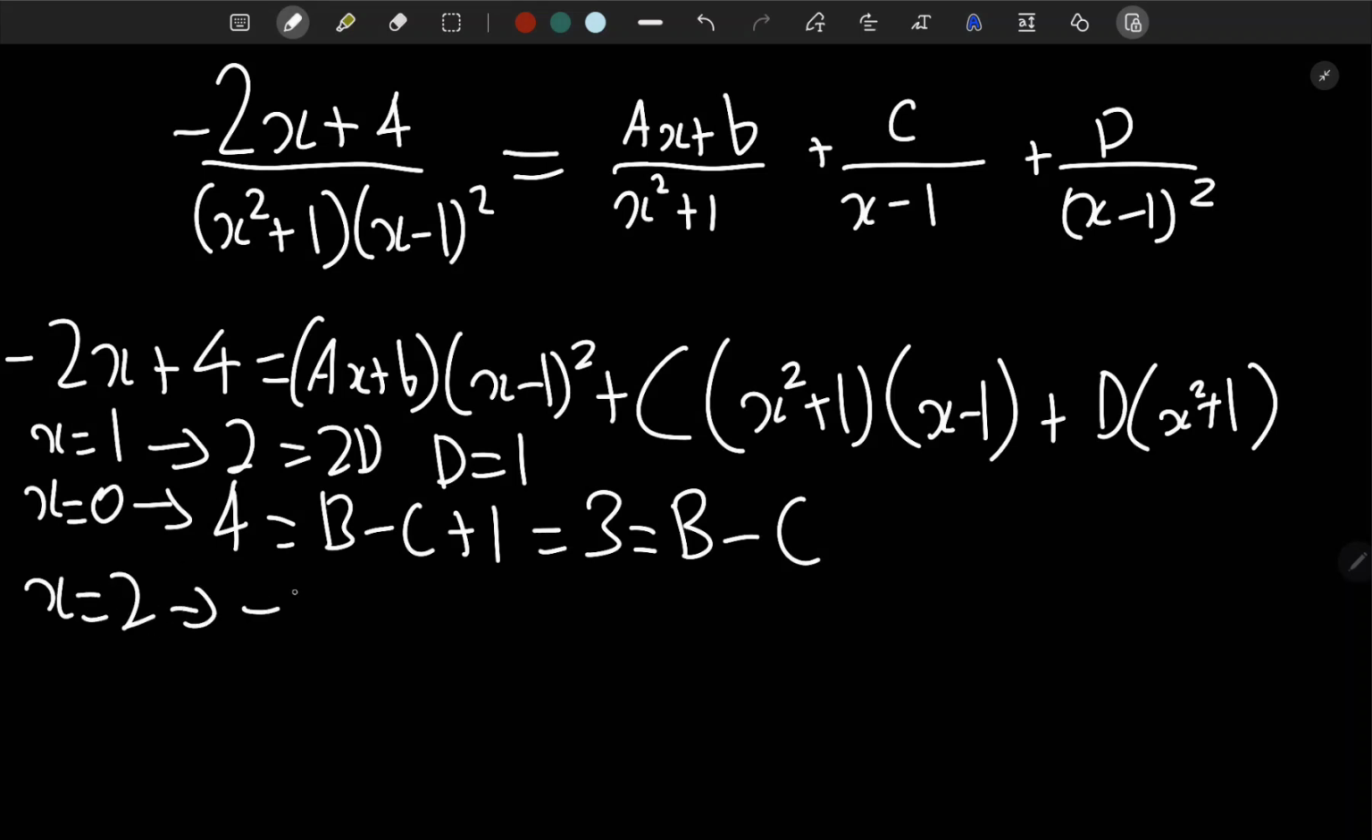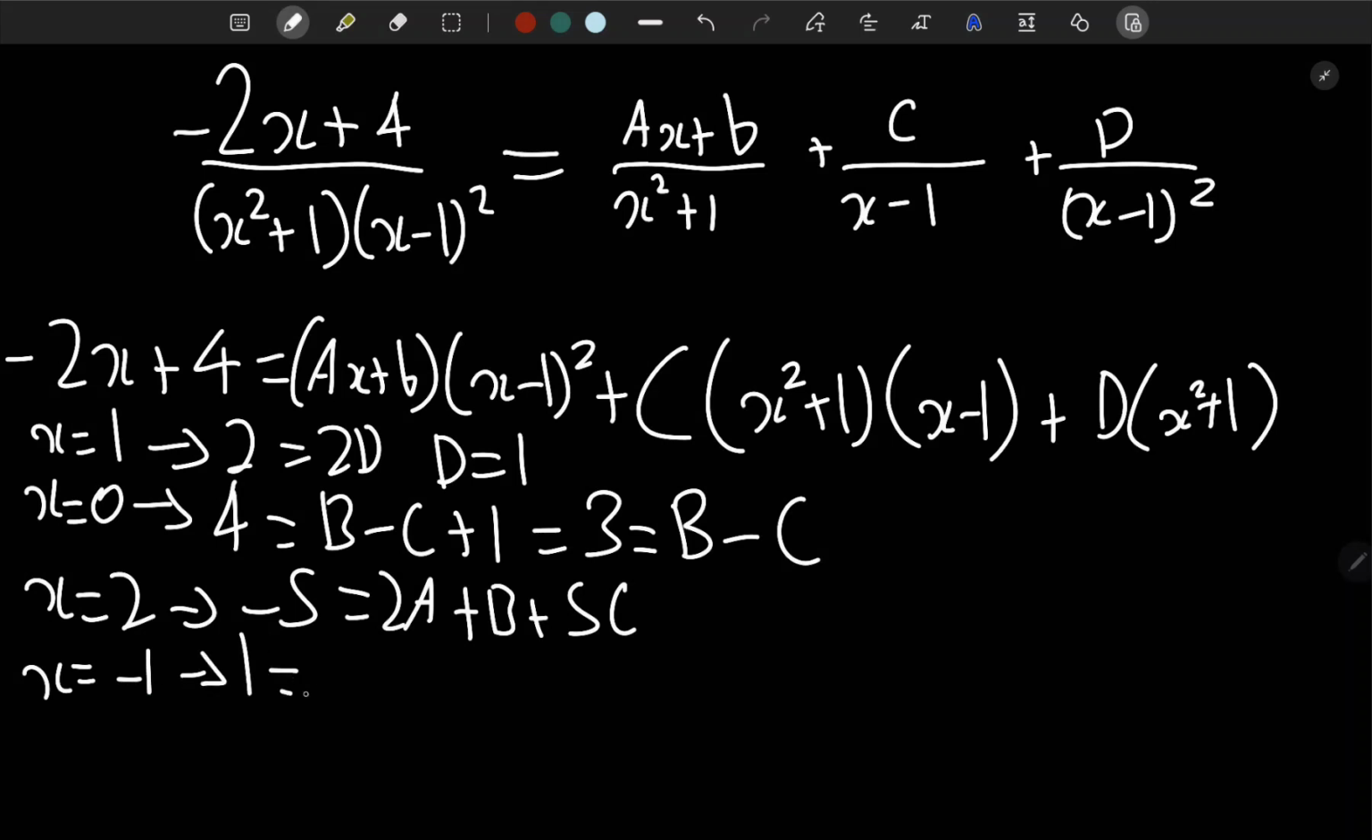So we will get minus 5 is equal to 2a plus b plus 5c. And moving on now, let's substitute minus 1. So we will get 1 is equal to minus a plus b minus c. And you might notice that we know what b minus c is. So here we can substitute 3 for b minus c and get the value of a. So let's do that now.